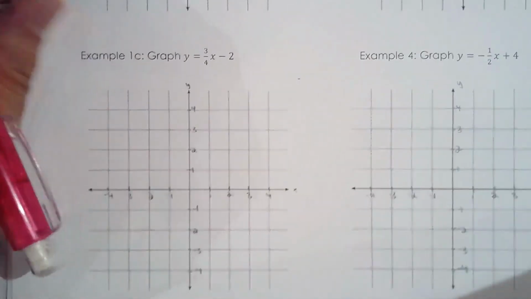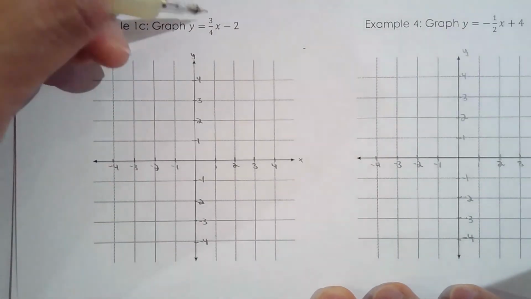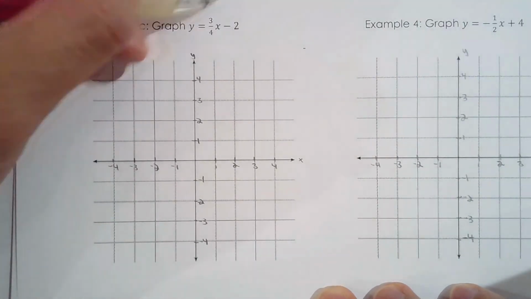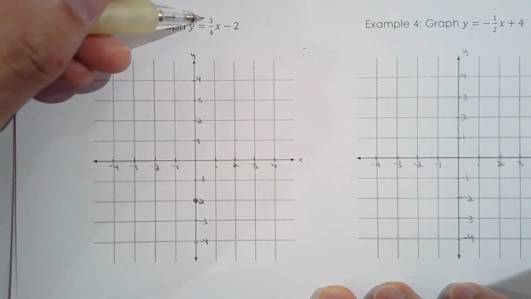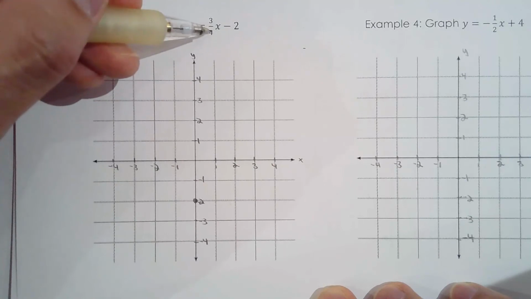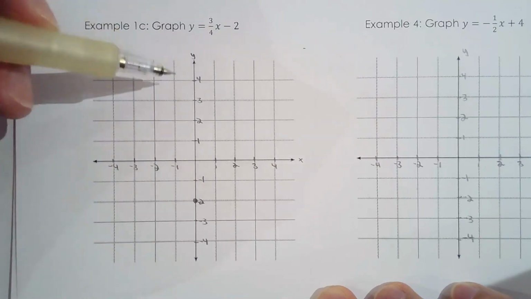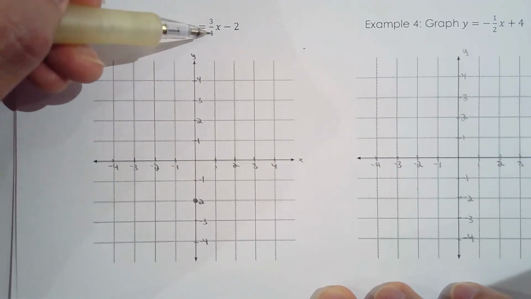Let's try 1c, y equals 3/4 x minus 2. Beginning is -2, that's my vertical intercept. And then I'm going to rise 3. This one I don't need to put over 1 because I actually have a denominator of 4. So rise of 3 and a run of 4.